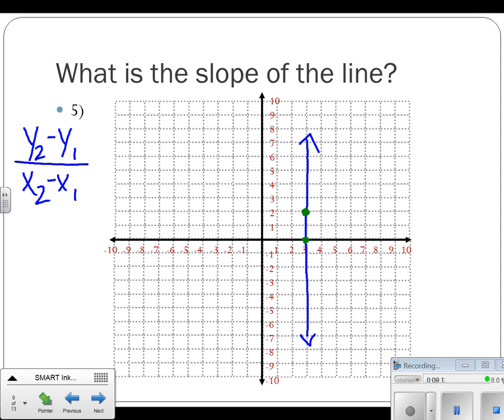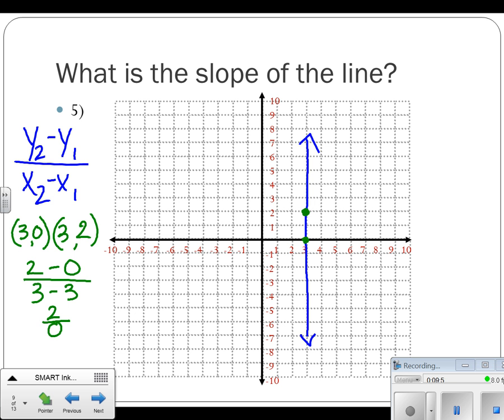So the 2 points I have highlighted are 3, 0, and 3, 2. I'm going to use the formula to find the slope. Y sub 2 minus y sub 1 divided by x sub 2 minus x sub 1. 2 minus 0 is 2. 3 minus 3 is 0.